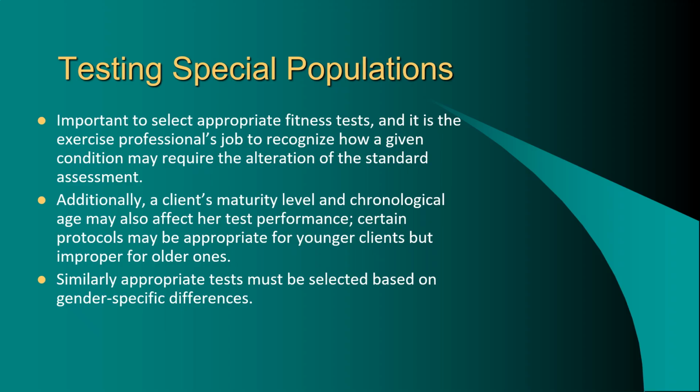Additionally, a client's maturity level and chronological age may also affect their test performance. Certain protocols may be more appropriate for younger clients but improper for older ones. Children, for example, have a specific battery of tests that are often used that are more appropriate and maybe more fun for children, so they're more motivated to participate. And certainly for older adults that may have other conditions or movement restrictions, many of the tests that are usually used for general populations will not be appropriate for them. And we also have different tests, sometimes based on gender, different protocols, so we have to be careful when we select those.